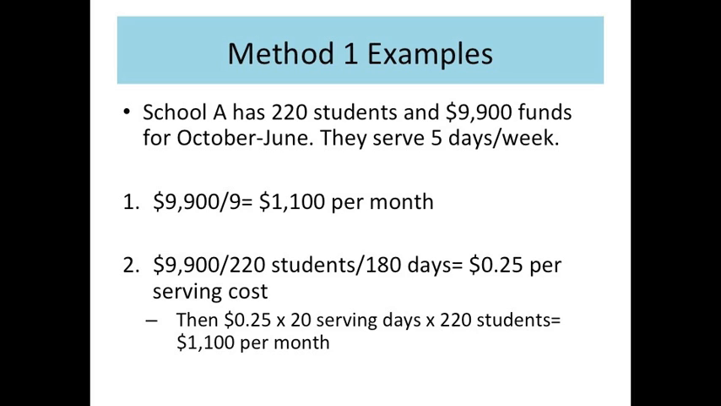First, we need to determine the per serving cost. So we take 9,900, divide by 220 students, and then divide by 180 days, which gives us 0.25 cents per serving, assuming that this school serves 5 days per week. Next, if we take the per serving cost and multiply by 20 serving days, and then multiply by 220 students, that equals 1,100 to budget monthly. As you can see, there are two ways to get the same figure. The per serving cost may be helpful to calculate how much product to order.